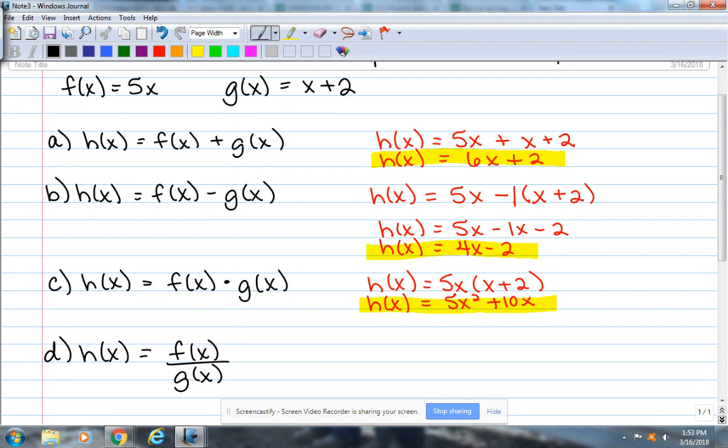So you just take f of x and put it on top of g of x. That's all you do. So this one is h of x equals 5x over x plus 2.